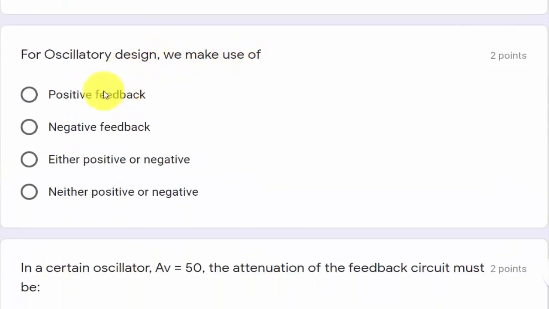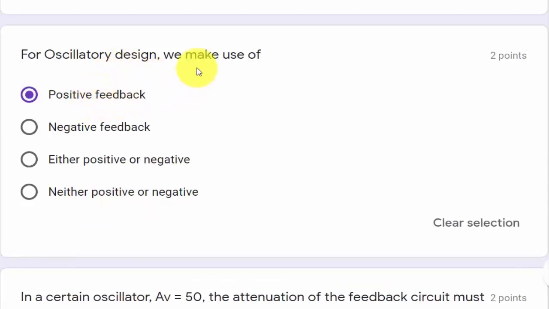For oscillator design, we make use of positive feedback, negative feedback, either positive or negative feedback, or neither. We know that for oscillator design, we make use of positive feedback. For amplifier design, we make use of negative feedback. So you should know the advantages of using positive feedback and the advantages of using negative feedback.